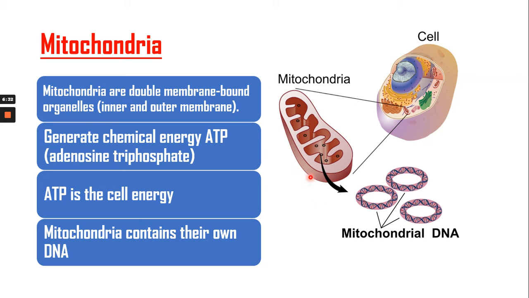This is the mitochondria. And mitochondria generates chemical energy, ATP. ATP means adenosine triphosphate. This is the chemical name of the ATP. This energy, the cell needs this energy in order to work. We all need energy to work, to do anything. So it is very important. ATP is the cell energy, as we said, and mitochondria contain their own DNA. There is a different DNA for mitochondria. Okay?